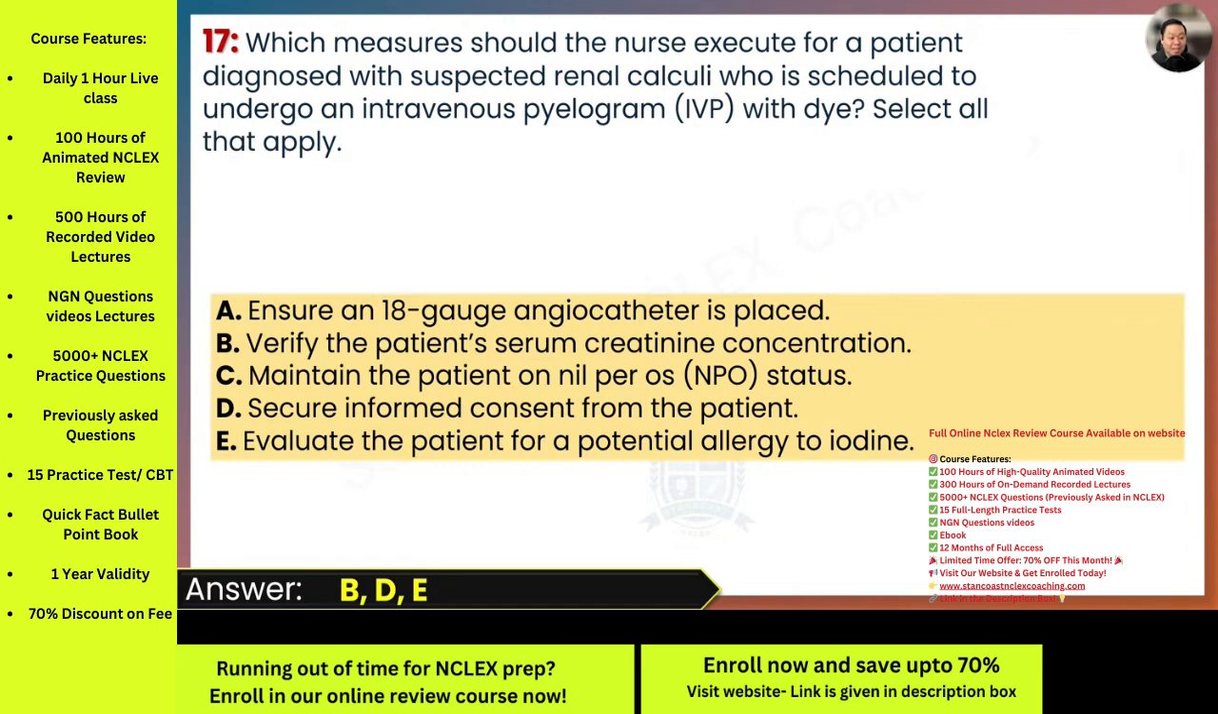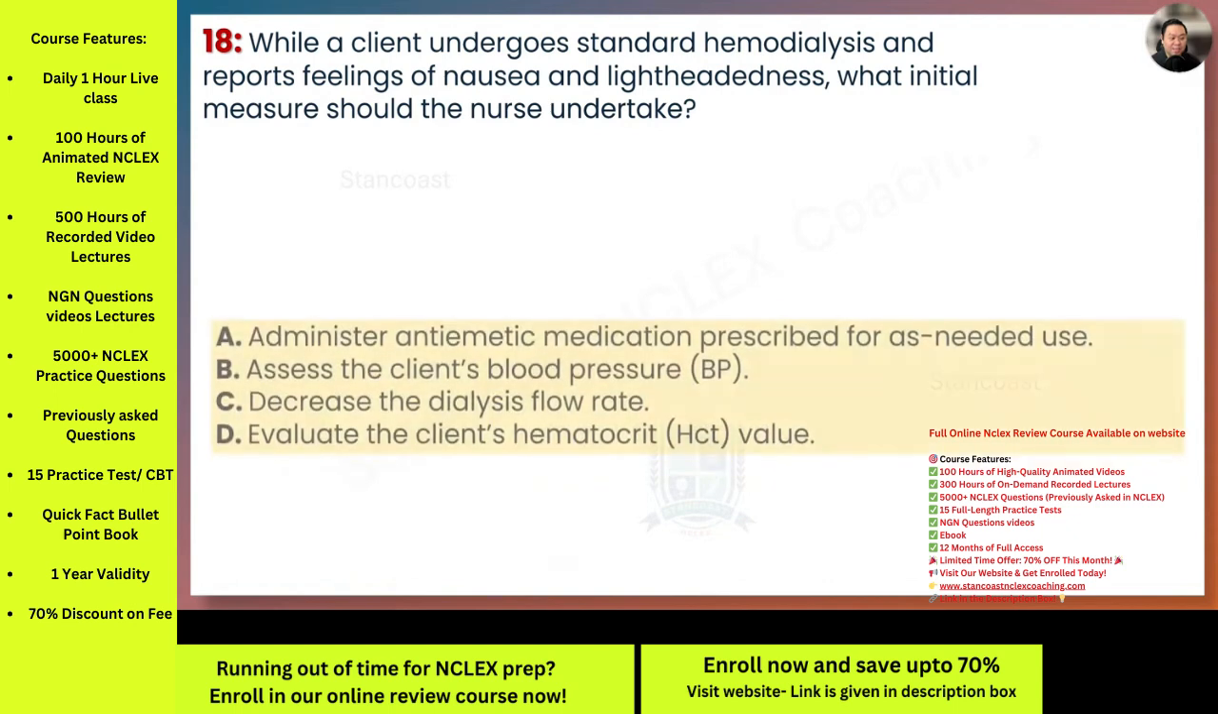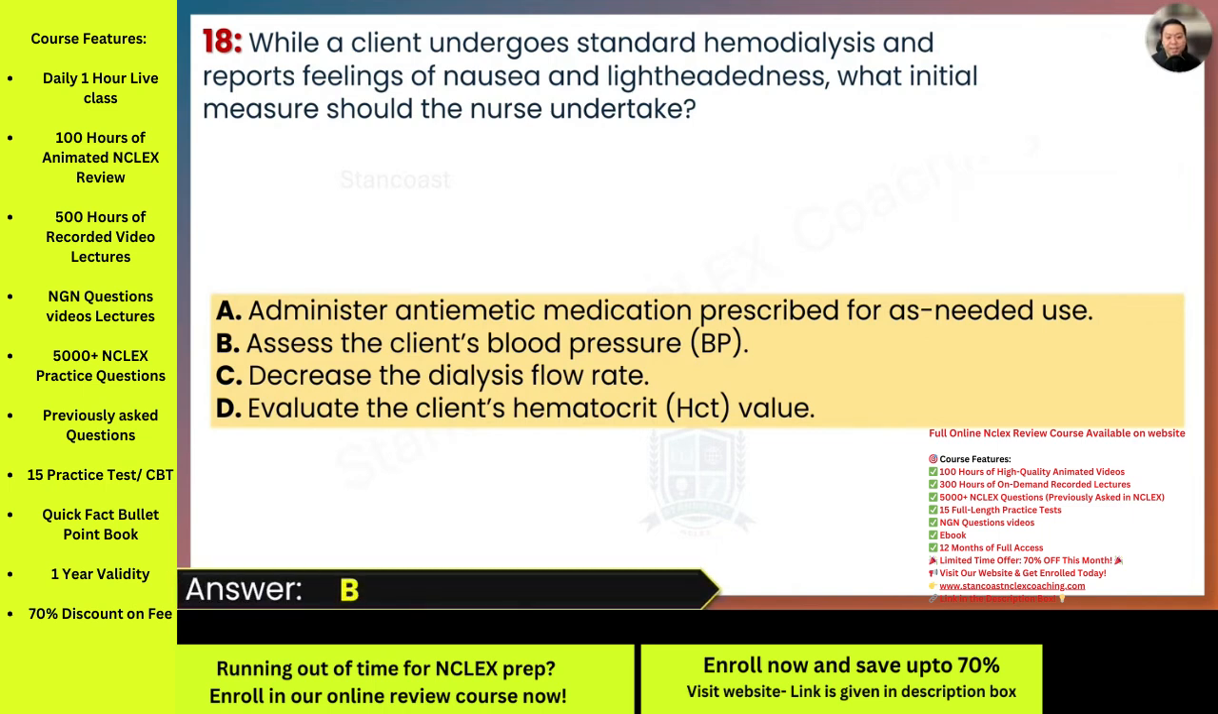18. While a client undergoes standard hemodialysis and reports feelings of nausea and lightheadedness, what initial measure should the nurse undertake? Options. A. Administer antiemetic medication prescribed for as needed use. B. Assess the client's blood pressure. C. Decrease the dialysis flow rate. D. Evaluate the client's hematocrit value. The answer here is letter B.